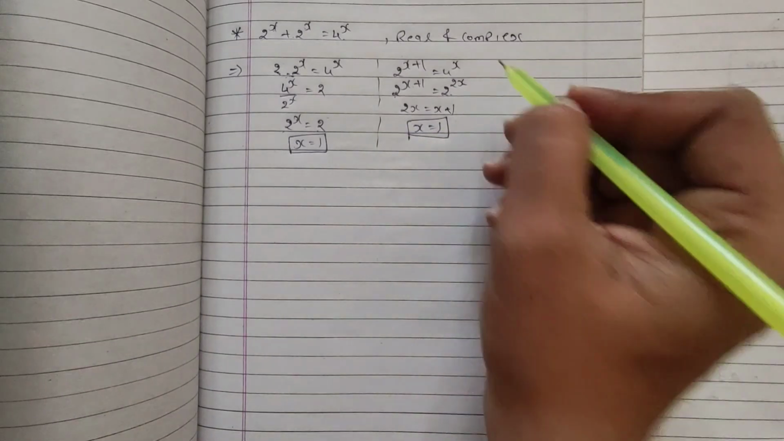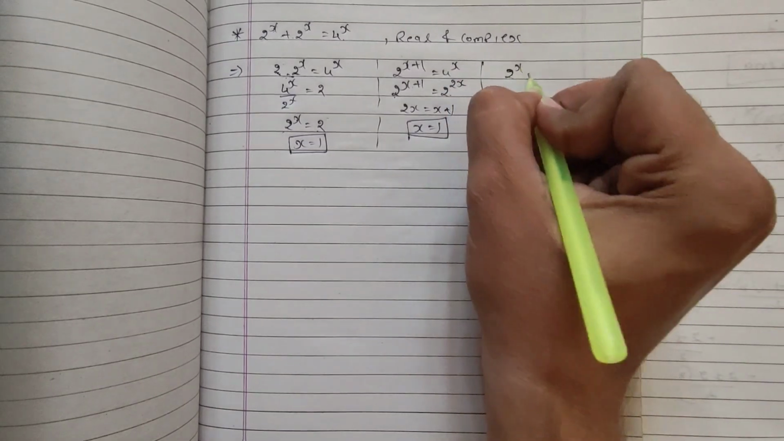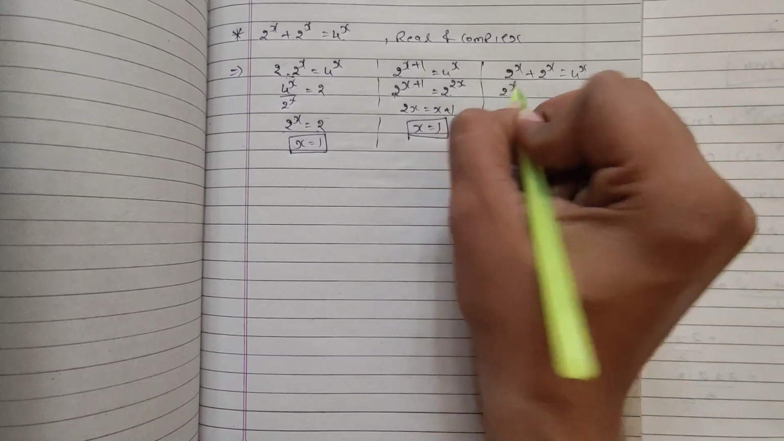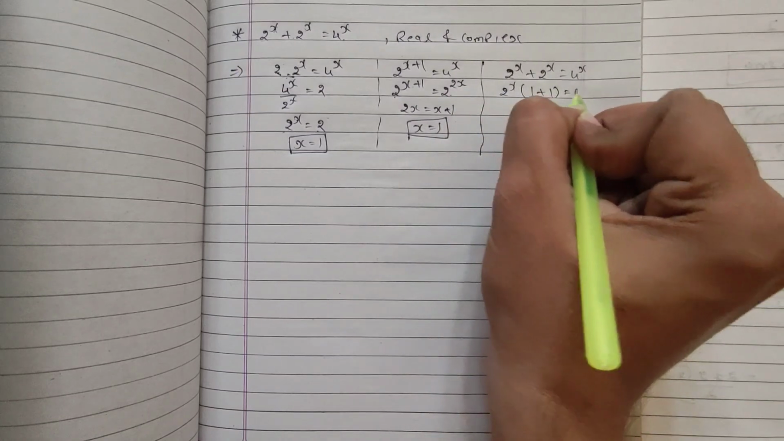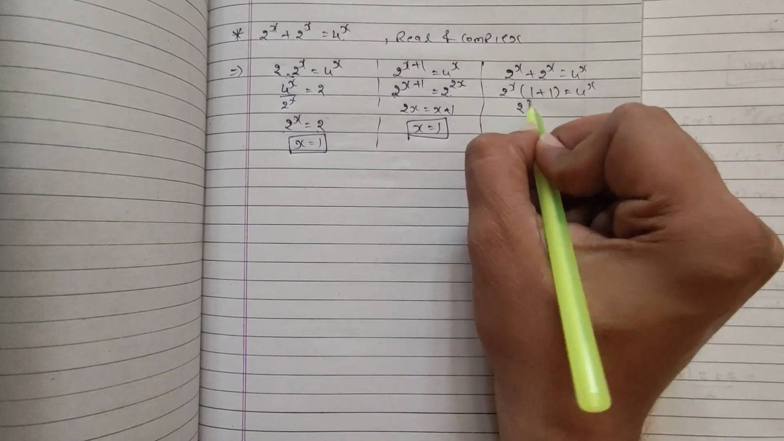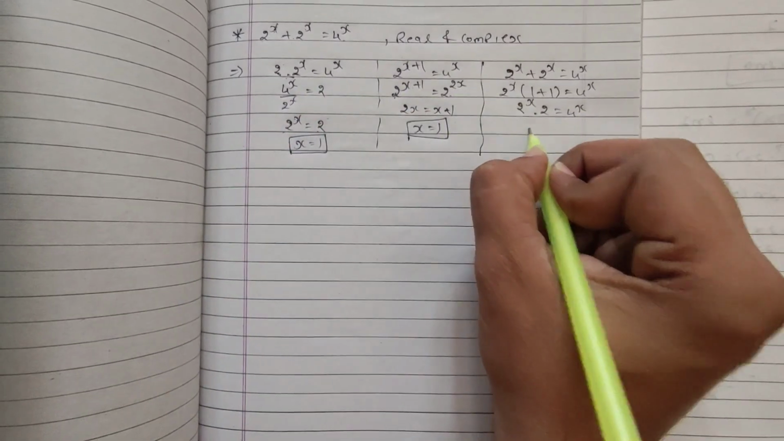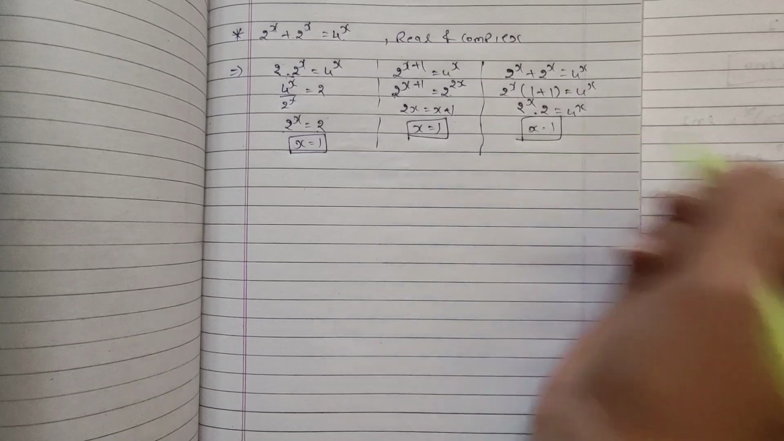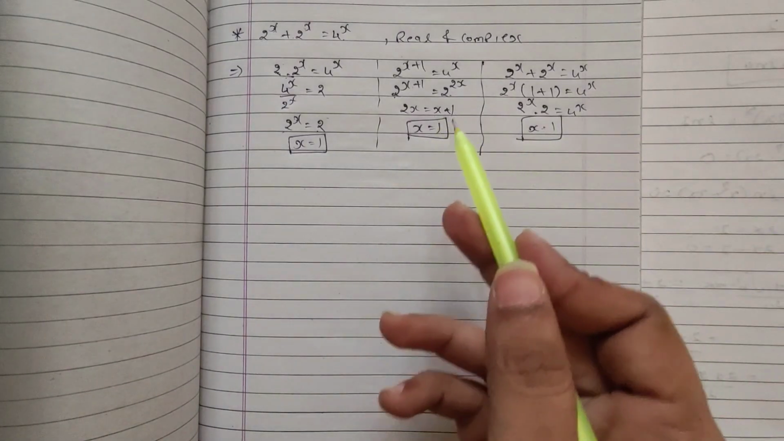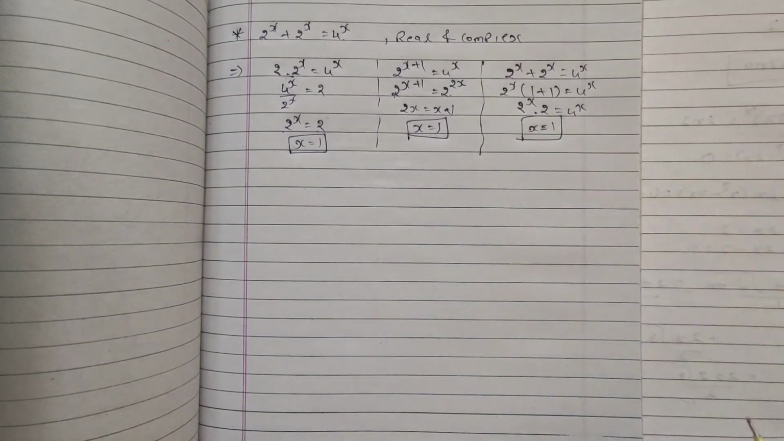Let's look at another very easy method. What is the question? 2 raised to x plus 2 raised to x equal to 4 raised to x. If I take 2 raised to x common, it becomes 1 plus 1, so 2 raised to x into 2 equal to 4 raised to x, which is again the same as before, so x equal to 1. As I said, you can apply different methods whenever you find a real solution. So x equal to 1 is our one and only real solution.